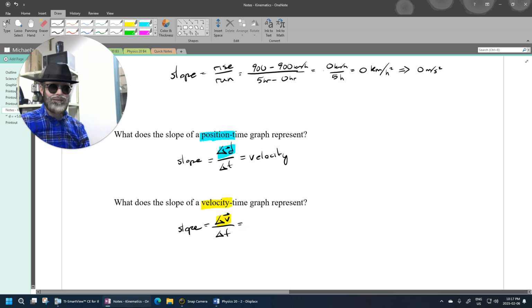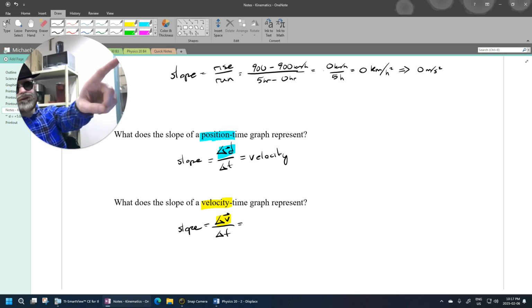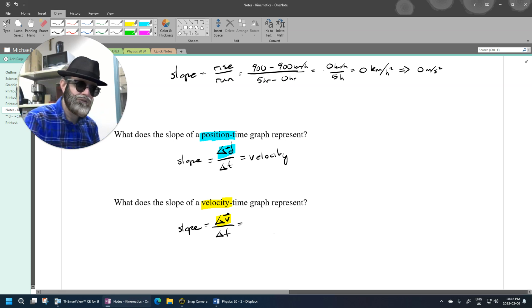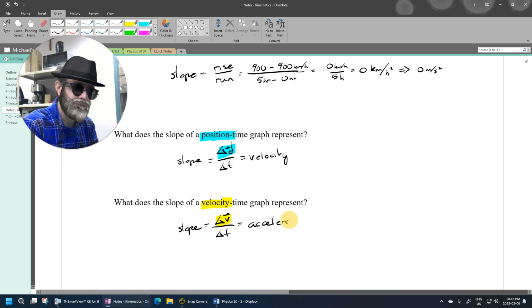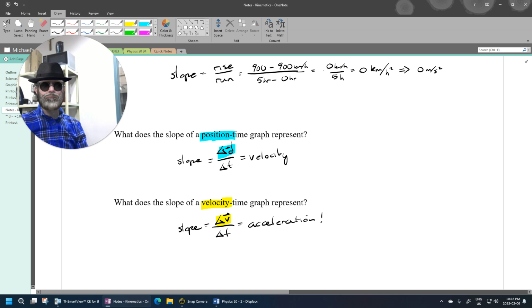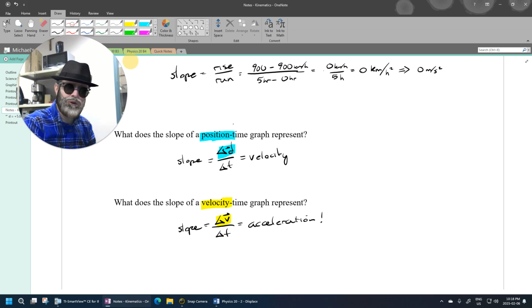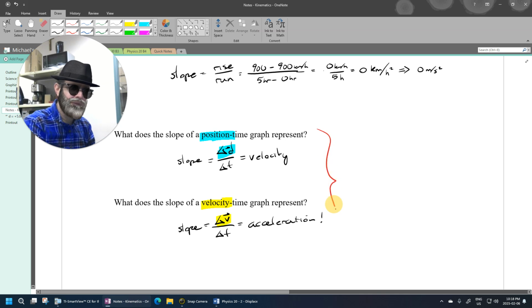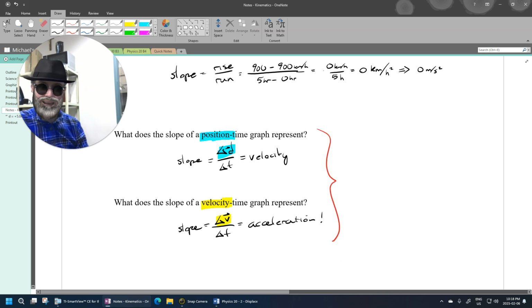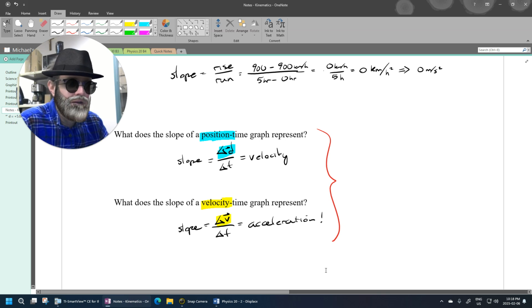Oh, this is a formula from Science 10. Change of velocity over time, and we just talked about that right there, on that top part. Change of velocity over time is acceleration. So this is going to be my acceleration. Cool. So it's important to know the difference between the two. There are other things we're going to be able to analyze from certain graphs as well.